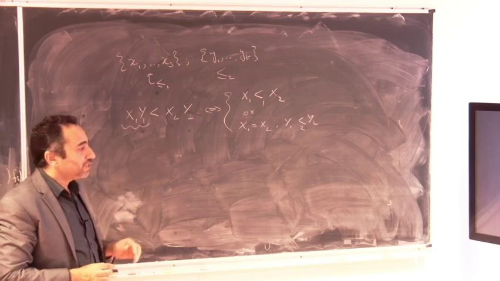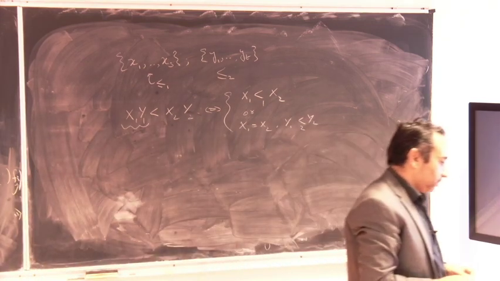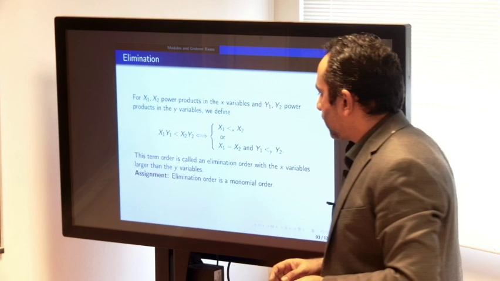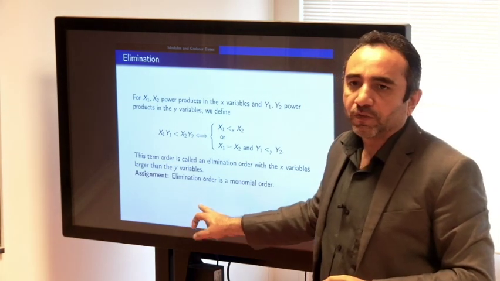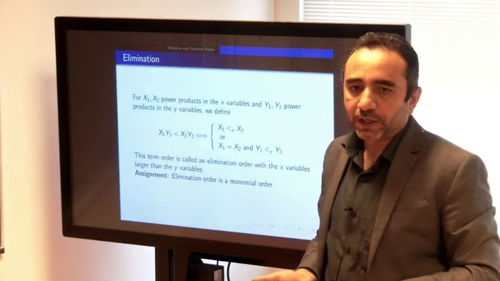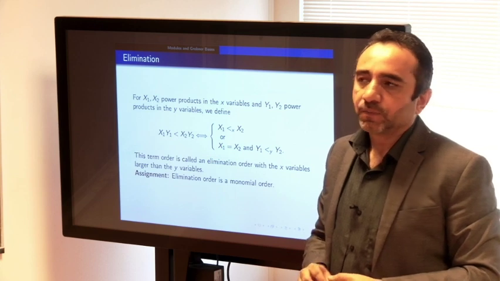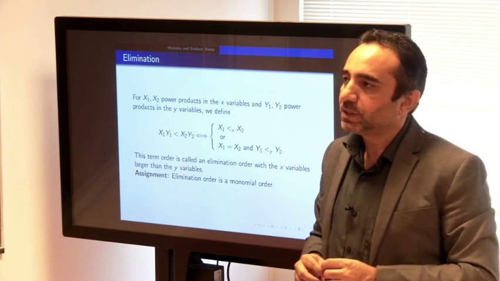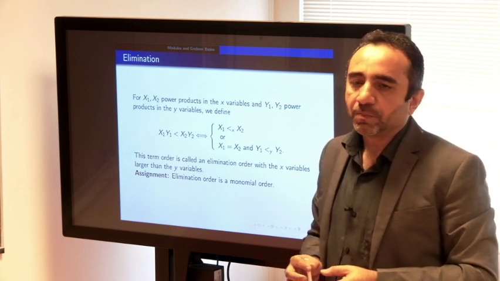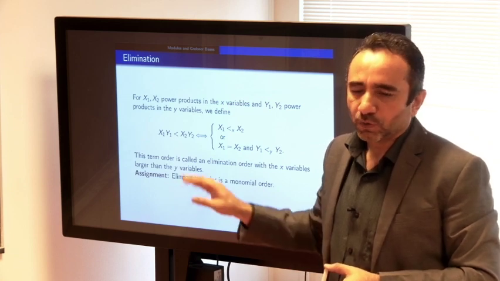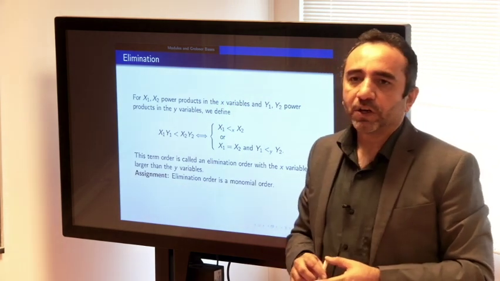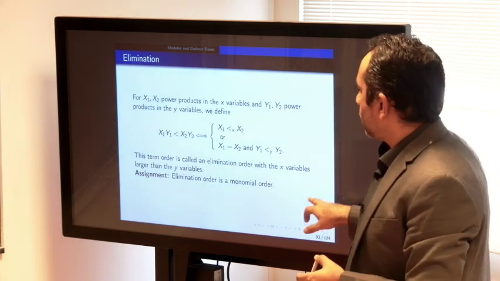Okay, so this could be your assignment, that you can check that this elimination ordering is in fact a monomial ordering. For monomial ordering, you have to check that we can compare any two elements, there is a least element, and it is compatible with respect to multiplication, so that you can check that this elimination ordering is actually a monomial ordering.